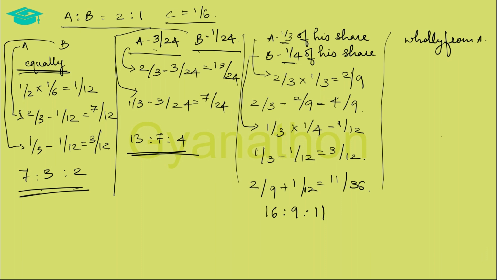Now again, A and B have the profit sharing ratio of 2:1 and they admit C for 1/6 of the share which he receives wholly from A. So now C's share is 1/6 which we should deduct from A's share, that is 2/3 minus 1/6, which is 3/6. B's share remains the same, that is 1/3. So the new profit sharing ratio of A, B and C will be 3:2:1.